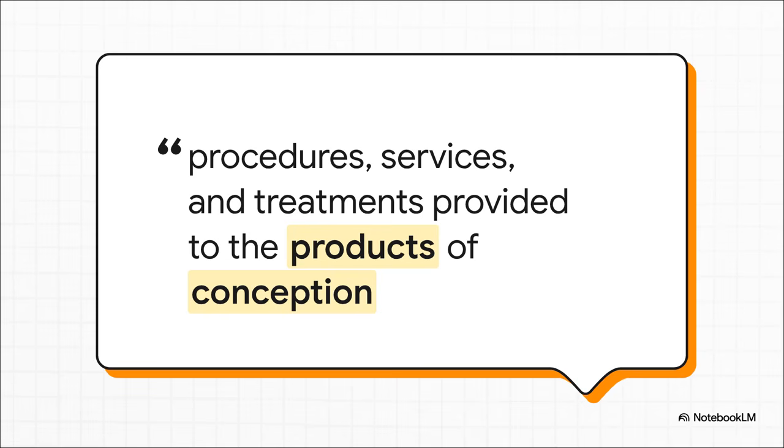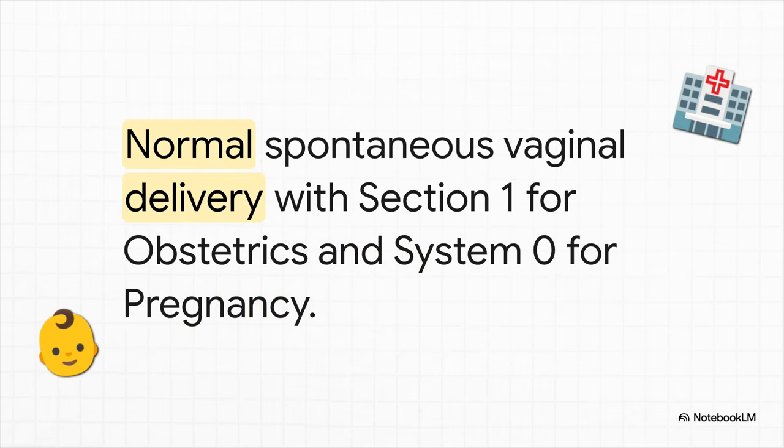Now, when we look at obstetrics, there is a golden rule. This section always starts with the character 1, and it strictly applies to procedures performed on the products of conception. We are talking about the zygote, embryo, fetus, amnion, umbilical cord, or placenta. If a procedure is performed on the mother's body specifically, you don't code it here, you code it in the medical and surgical section. Let's actually decode a normal, spontaneous vaginal delivery using this formula.